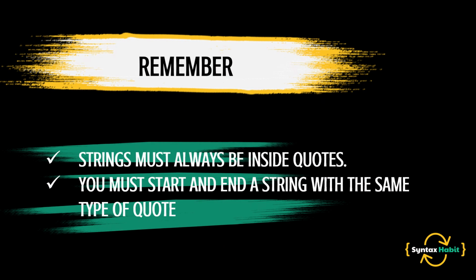To summarize, remember that strings must always be written inside quotes. You must also make sure that you start and end a string using the same type of quote. As a general best practice, choose either single or double quotes and stick to one style consistently throughout your code. Both work the same way in Python, but consistency makes your code cleaner and easier to read.